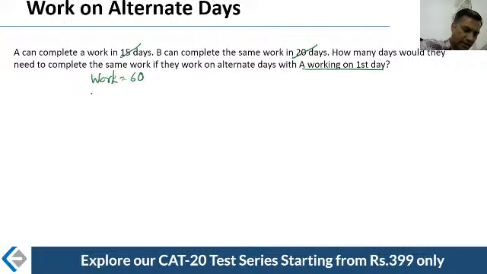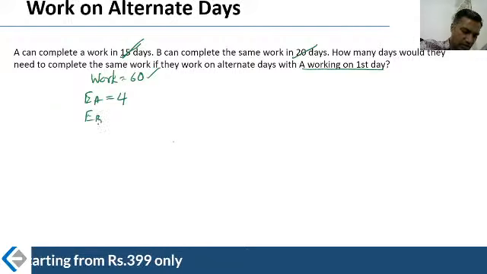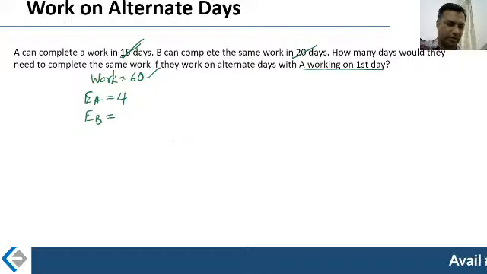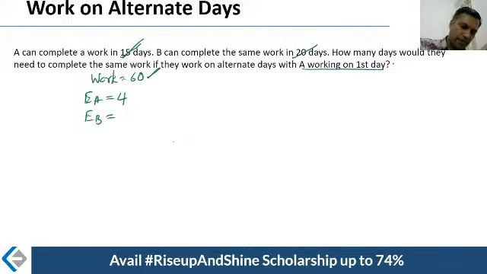Then you write the efficiency of A directly: 60 divided by 15, which is 4. Then you write the efficiency of B. These are the only 3 ingredients, and you'll quickly get them within a few seconds. So 60 divided by 20. Therefore, the efficiency of B is 3.